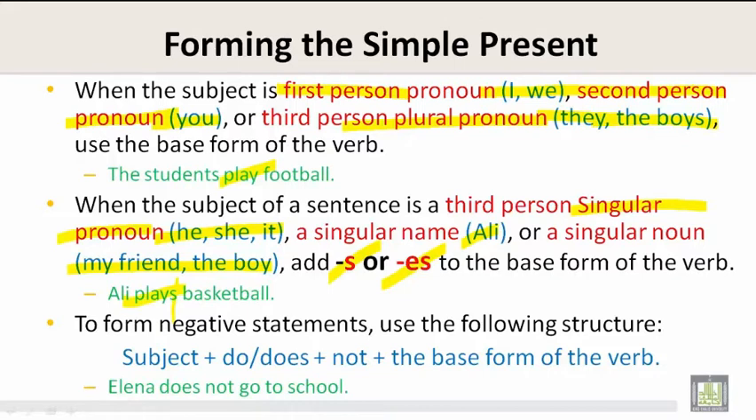To form negative statements, use the following structure: subject plus do or does plus not plus the base form of the verb. Let's take a look at an example. Elena, subject, does not go to school.